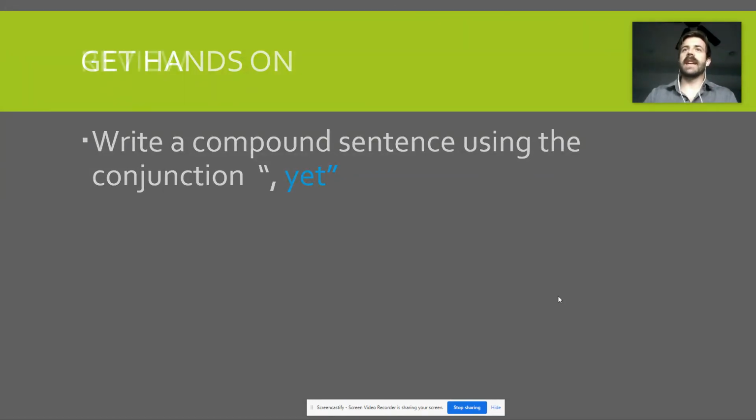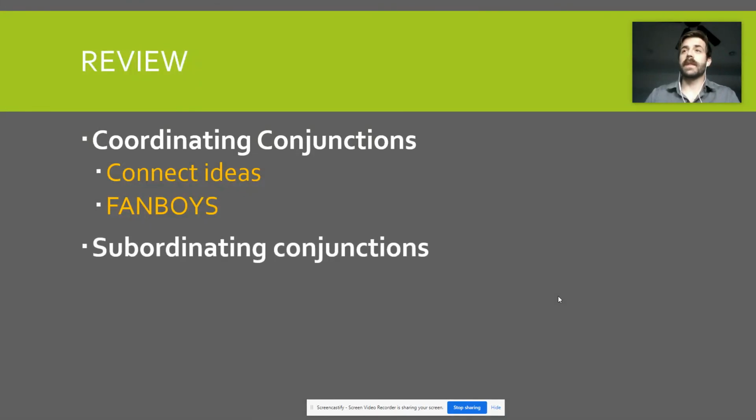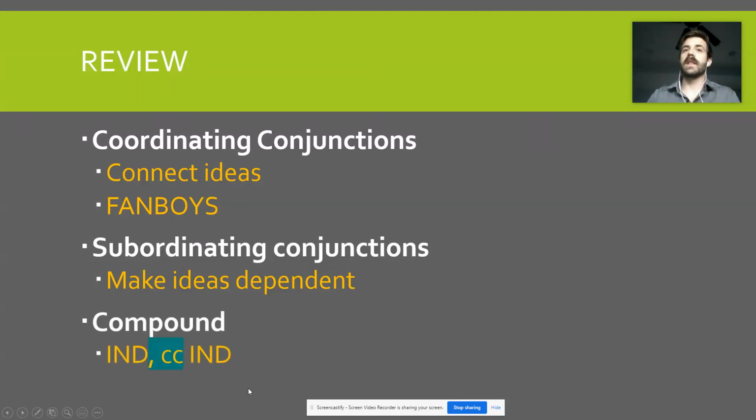All right. And then lastly, we've got a short little review. Here's what we talked about. Coordinating conjunctions are used to connect ideas, and they are FANBOYS: for, and, nor, but, or, yet, so. And sometimes these are going to get commas, sometimes they're not. Mostly we're just going to use them with independent clauses. These are separate from subordinating conjunctions, thinking back to a couple lessons ago, which make ideas dependent on another section of your sentence. And then lastly, a compound sentence is where we connect two independent clauses with a comma and one of those FANBOYS, one of those coordinating conjunctions. All right. Good luck, folks.